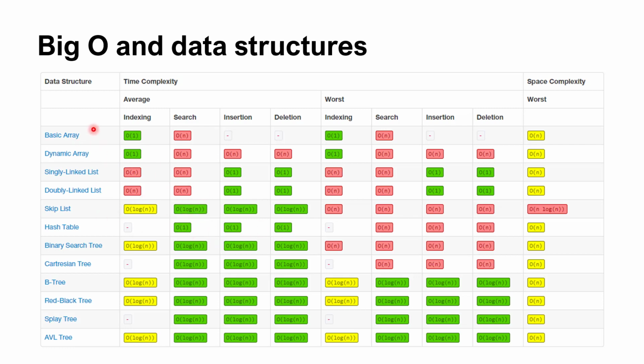If we need to search in a basic array, then in the worst case we need to go through all the elements in our list here. So that is big O of n.